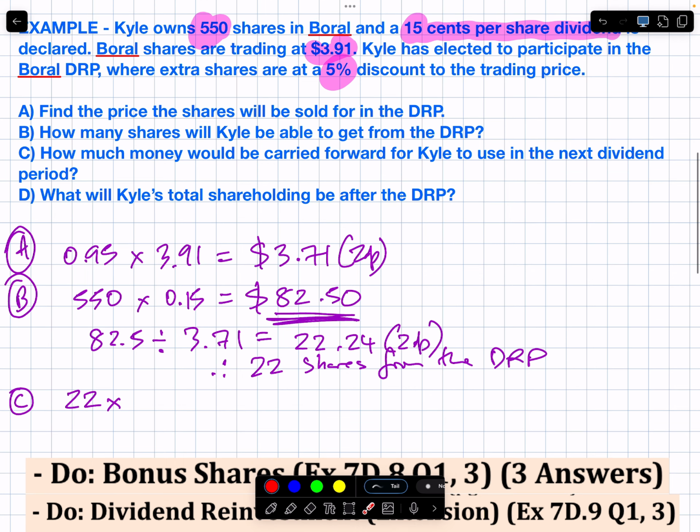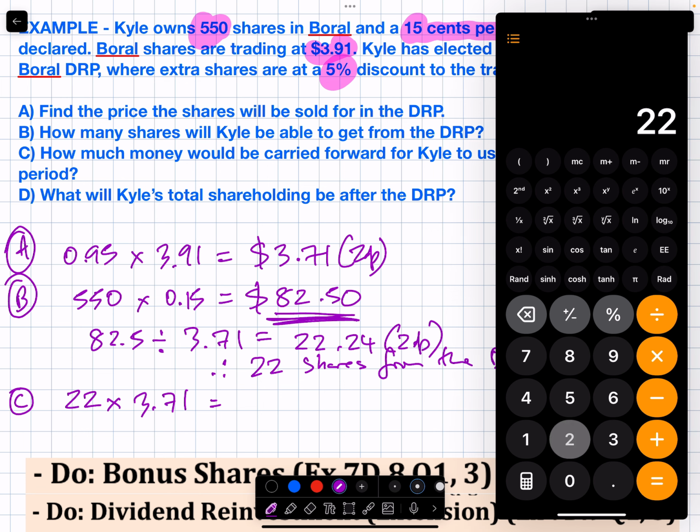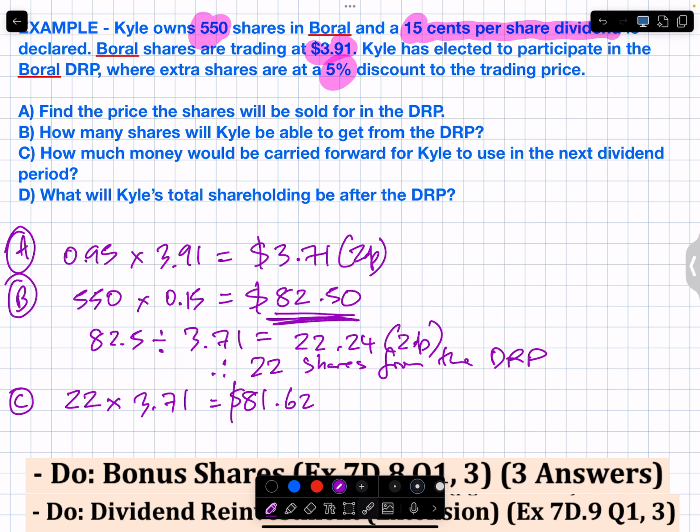Okay, they got 22 shares at $3.71. 22 times by 3.71. They're only actually going to spend $81.62. Is that $81.62 different to the $82.50 dividend they were supposed to get? They're slightly different. Why? Because you can't buy 0.24 of a share.